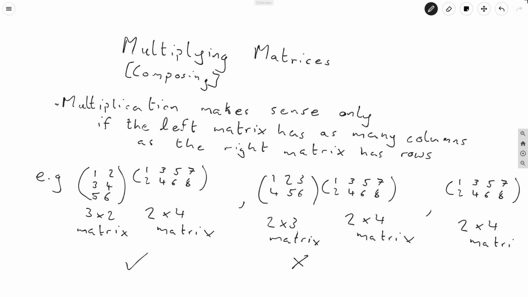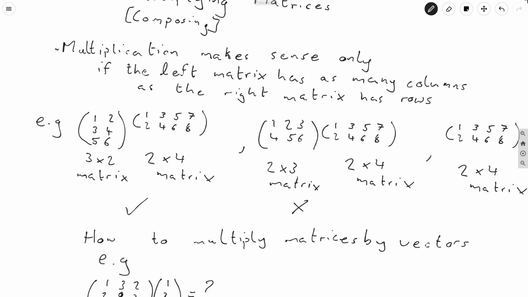Okay? So if we check our sentence here, multiplication makes sense only if the left matrix has as many columns as the right matrix has rows. Okay, so this is a three row by two column matrix, and this is a 2 row by 4 column matrix. So since we have 2 rows here and 2 columns here, it makes sense to talk about the multiplication of this matrix.